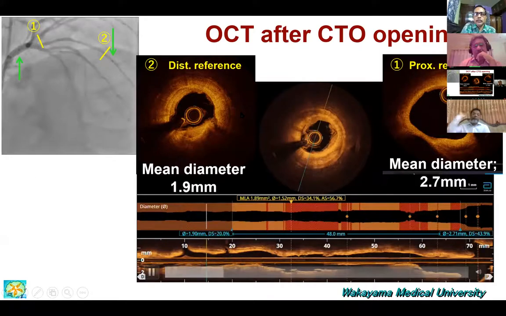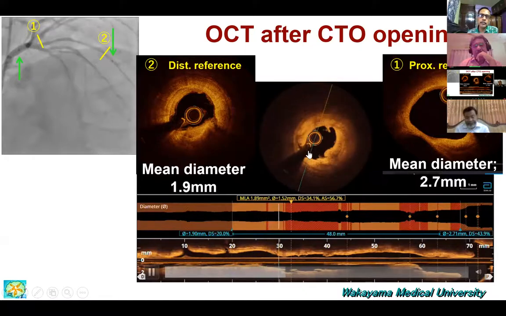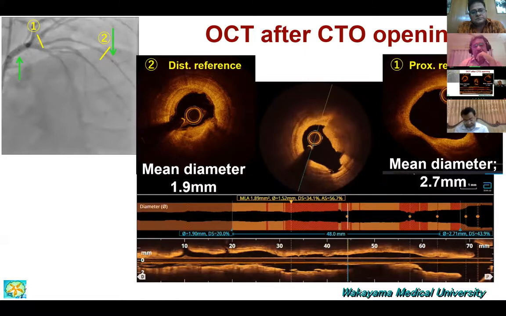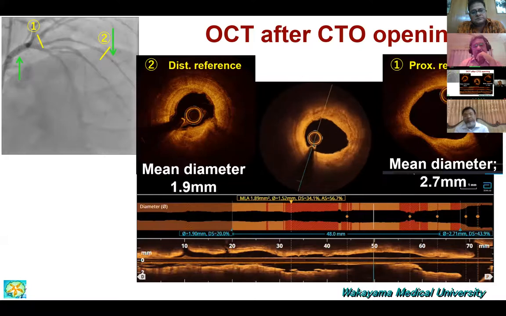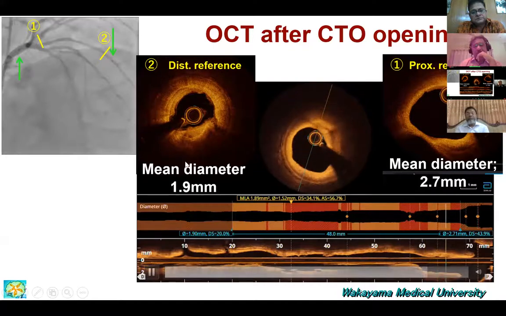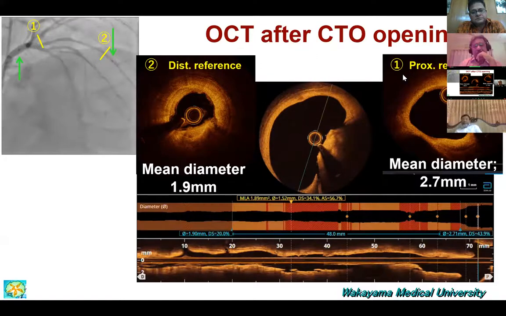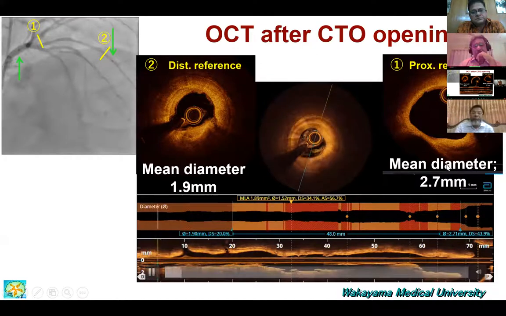You can identify lots of intimal hyperplasia here, and also there are several dissections because of the post-ballooning, right? Some fibrous tissue can be identified from the distal to the proximal. And then we measure the distal diameter. The mean diameter is 1.9, and the mean diameter in the proximal site is 2.7.